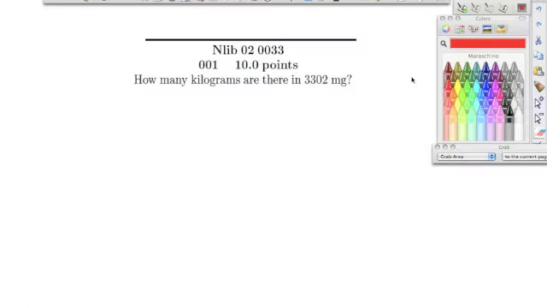Starting with number 1, it says how many kilograms are there in 3,302 milligrams. Okay, now we're going to do a conversion here. We're going from our milligrams into our kilograms. So we are going from a smaller unit to a larger unit. So we know that when we go from smaller to larger, we're going to divide.